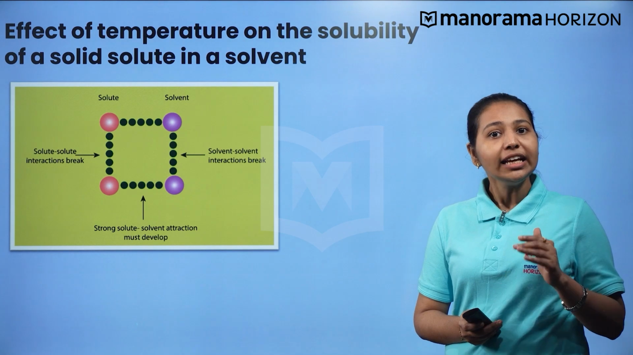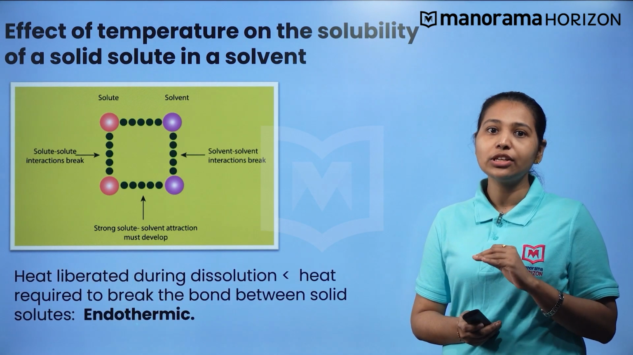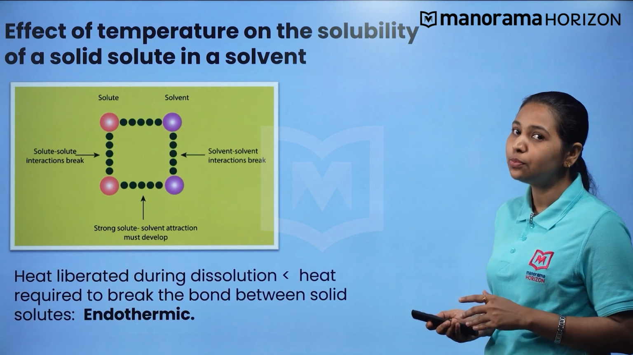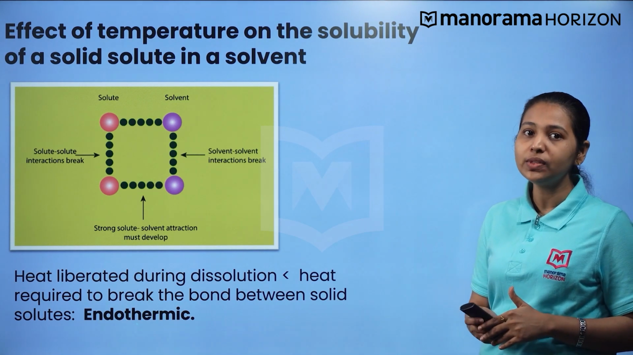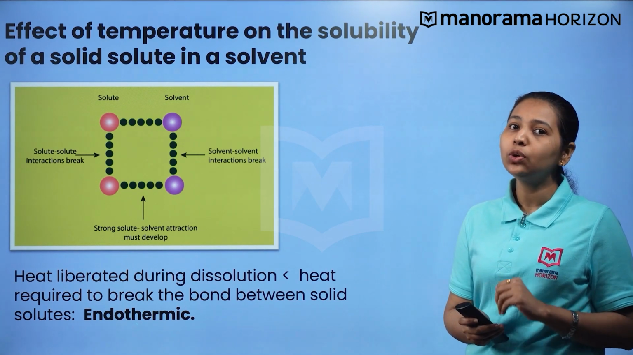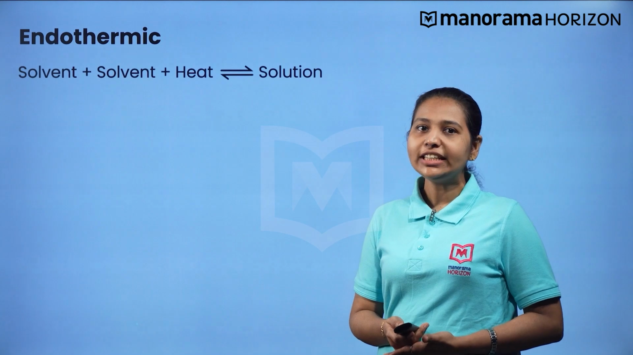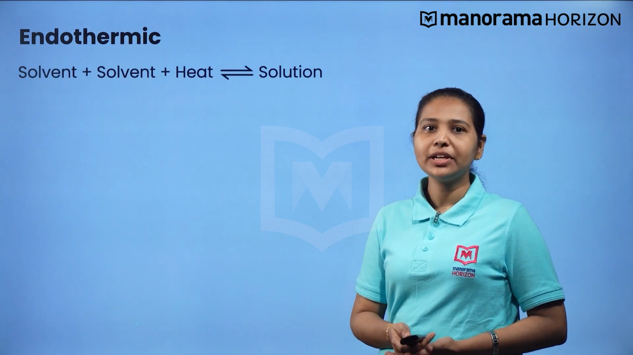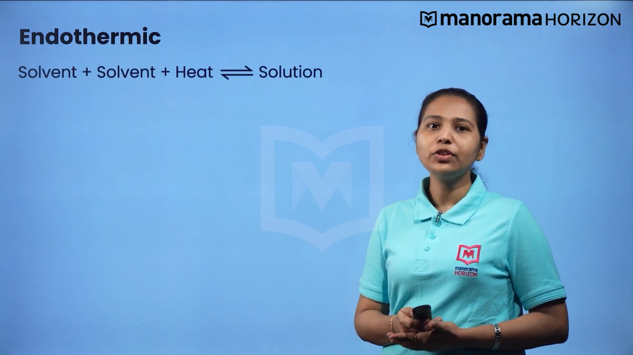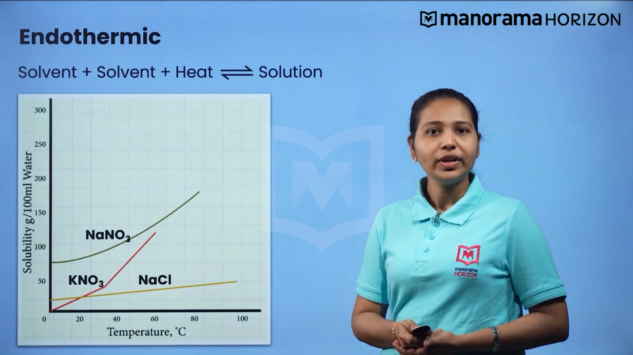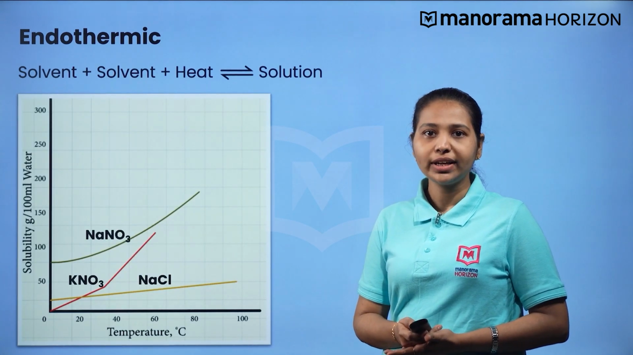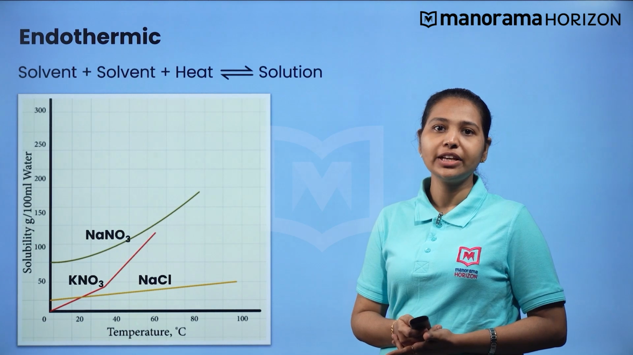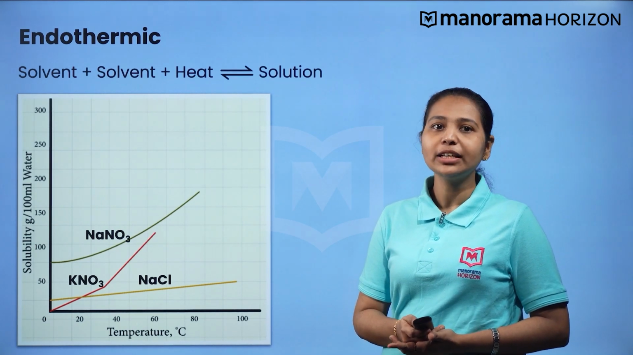On the other hand, if the liberated heat during dissolution is less than the heat required to break the bond between solid solutes, then dissolution is endothermic in nature. According to Le Chatelier's principle, if you increase the temperature of an endothermic process, it will favor forward reaction. For example, solubility of sodium chloride, sodium nitrate and potassium nitrate increases with increasing temperature.